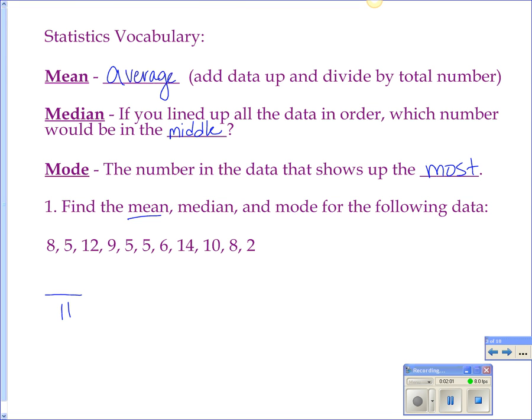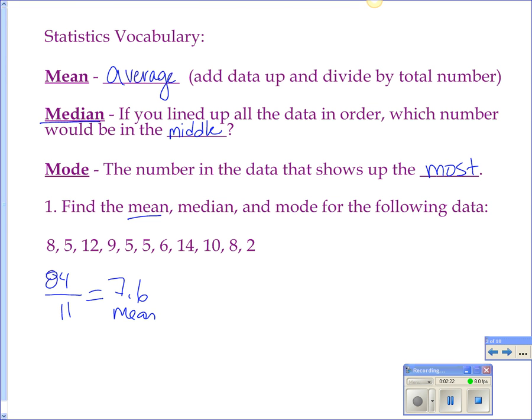Anybody already added them all up? What did you get when you added them all up? 84. And then you have to divide it by 11. So what do you get for that? 7.6. So that is the mean. You add them all up and divide by however many numbers there are. So that's the mean.